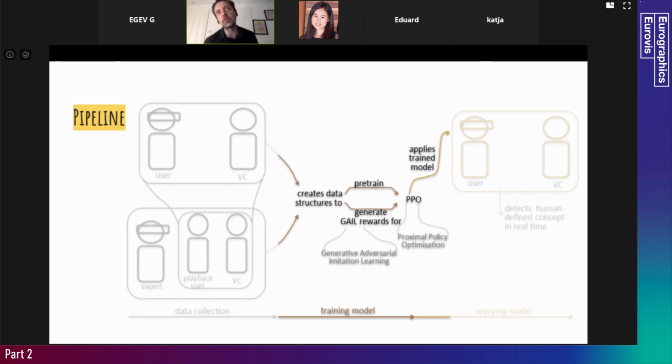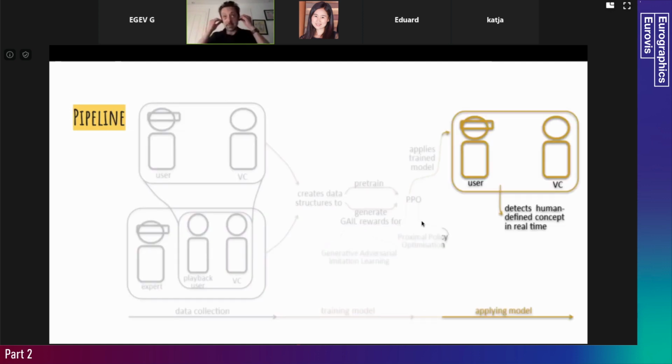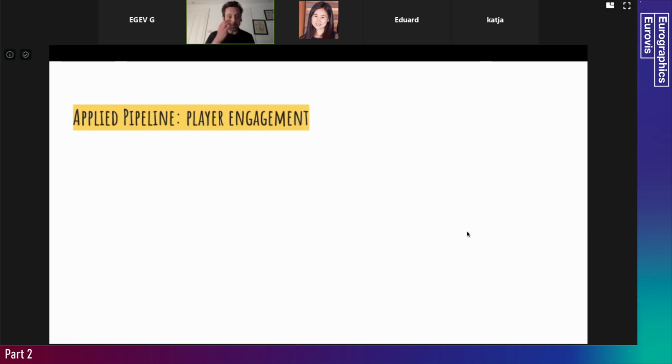Now, we don't have such straightforward rewards and punishments. So instead, we're using a method called generative adversarial imitation learning, which is basically used to generate rewards that will train an algorithm to imitate the data. So we've got a correct answer, we've got correct performances, and we want to train the model to copy that. Once we've got that trained model, we can apply it and create a character that can respond in real time. So how did this all work?